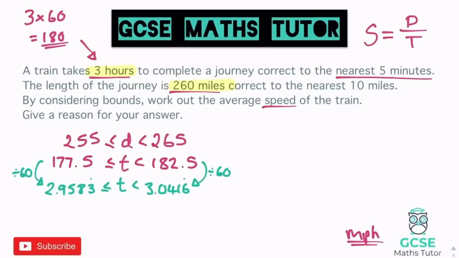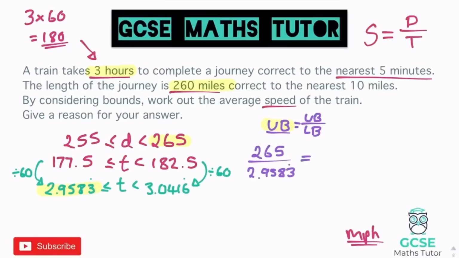So to get our upper bound, which we can work out first, let's have a look. What do we do for upper bound? We do the distance upper bound, so the upper bound of D, and divide it by the lower bound of T, the time, which is there, 2.9583. So let's just write that in. That was the upper bound divided by the lower bound. Thinking about speed is distance over time. So we've got 265, and we need to divide that by 2.958 recurring 3. I'm going to write down what that actually equals.